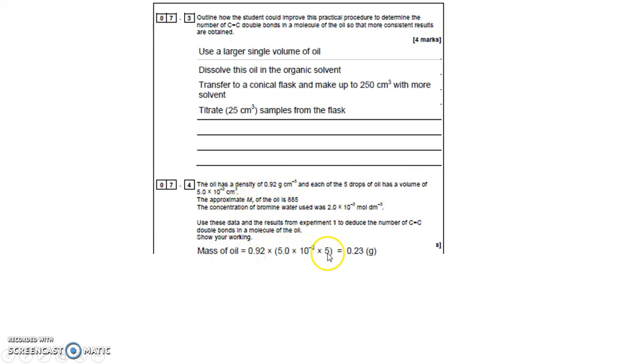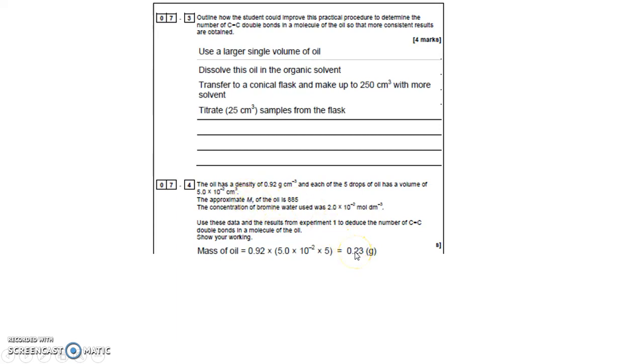Now you've got to put a 5 in there as well. Each of the drops has a volume of those, and you're using 5 drops. So that's potentially where you'd make a mistake, because each drop of oil has a volume of 5 and you've got 5 drops. So the total mass of oil you need to times by 5, 0.23 grams.